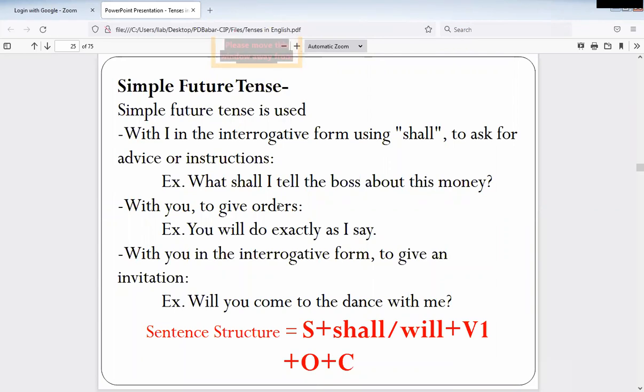This is the interrogative form, and we have given the invitation. Okay, will you come to the dance with me? I have invited that person to dance with me.